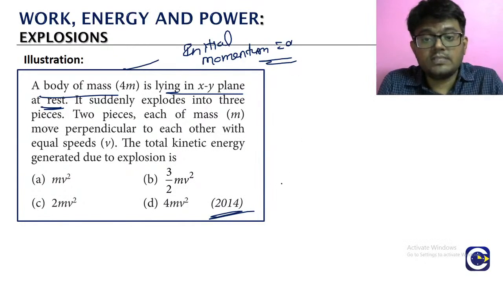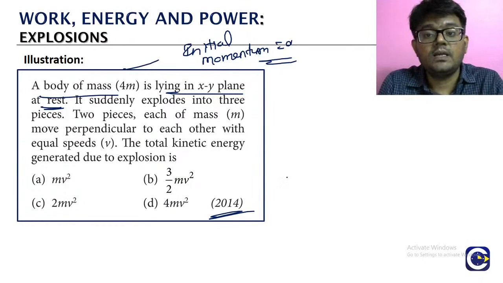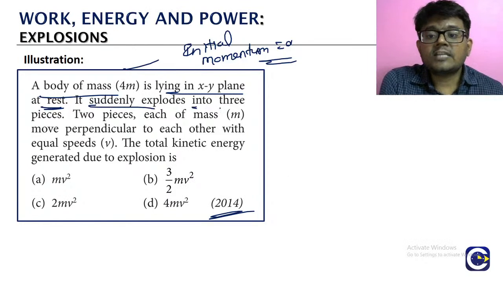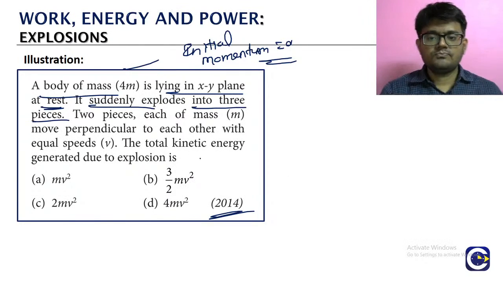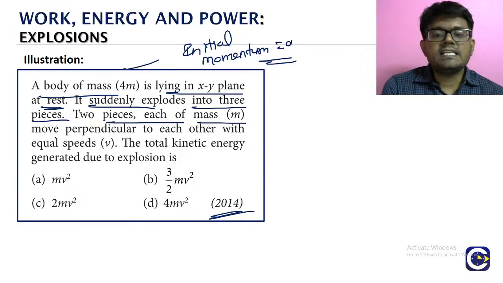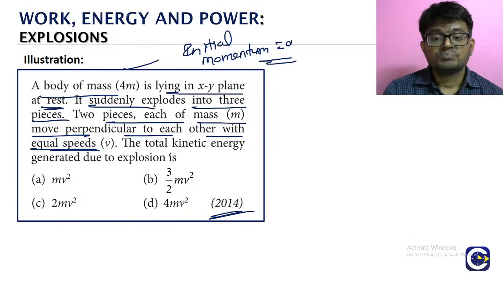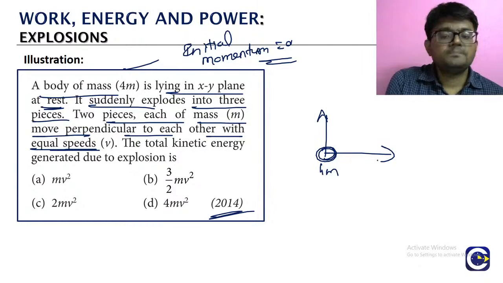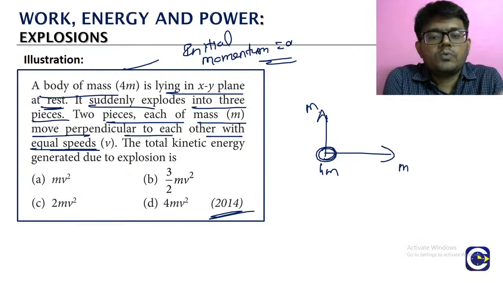But ஒரு சில situations என்னன்னா, they will be giving us the body initially moving also. Okay, it suddenly explodes into 3 pieces. 2 pieces, each of mass m, move perpendicular to each other with equal speed v. Okay வா? பாருங்க, initial நம்ம கிட்ட என்ன இருக்கு? 4m இருக்கு. 2 pieces are moving, explosion க்கு அப்புறம் they are moving perpendicular to each other with speed v.